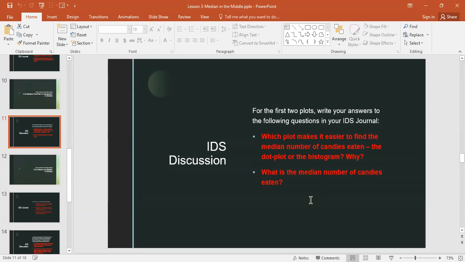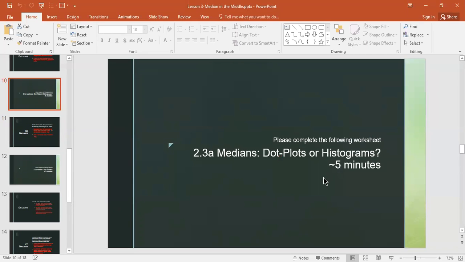Which plot makes it easier to find the median number of candies eaten, the dot plot or the histogram, and why? And then what is the median number of candies eaten? So these are your questions that are on the 2.3a document. I want you guys working on it for the next 5 minutes, starting now. I'm putting it on the clock and then we're bringing it back to class. You're working on your 2.3a activity.